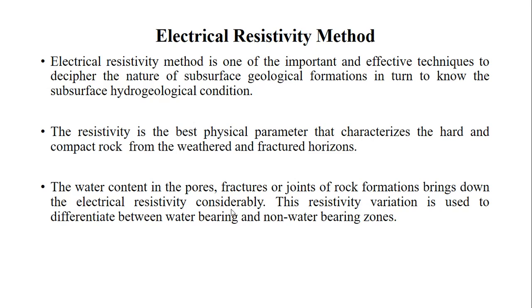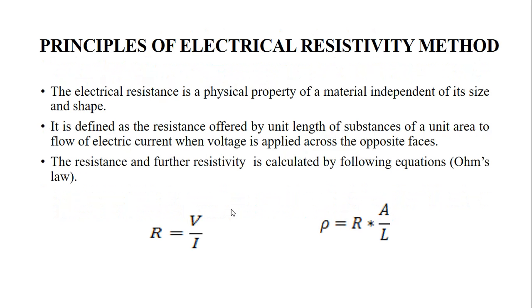The water content in the pores, fractures or joints of the rock formations brings down the electrical resistivity considerably, or the electrical conductivity will be higher. This resistivity variation is used to differentiate between water-bearing and non-water-bearing formations, that is aquifer versus aquifuge, aquitard or aquiclude.